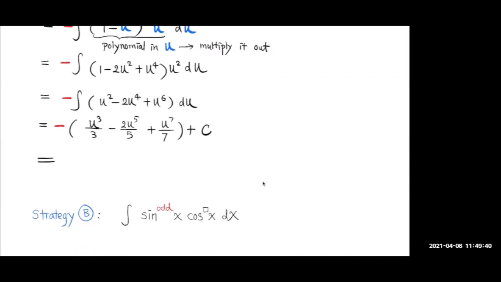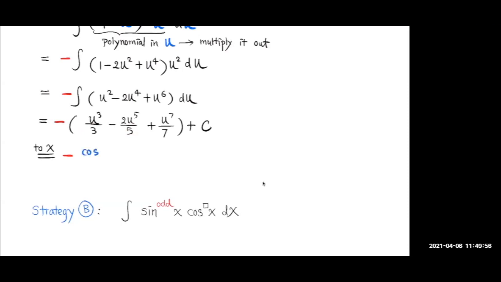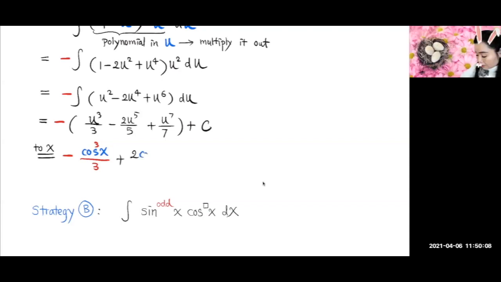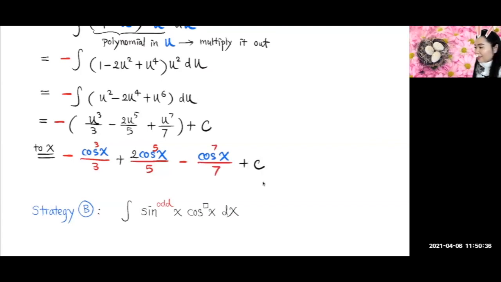Now finally, we want to return back to x. At the same time, I'm going to distribute the minus sign in it. So the u here is cosine x. Negative cos cubed x over 3, plus 2 cos to the fifth x over 5, and then minus cos to the seventh x over 7 plus c. Yes, good job. Now you get a hang of it. So instead of trying to remember that without any pattern, I gave out the pattern.